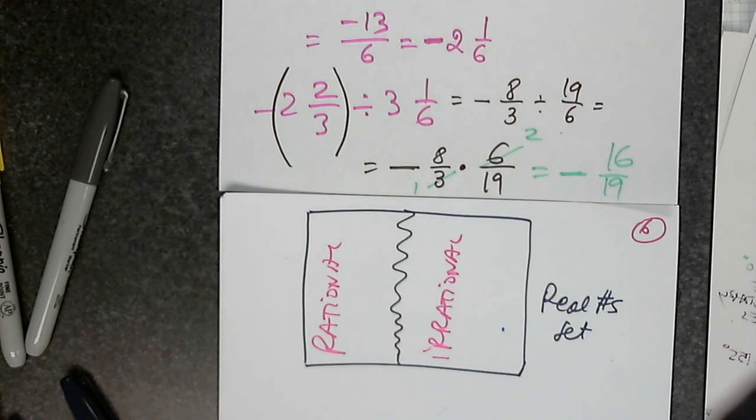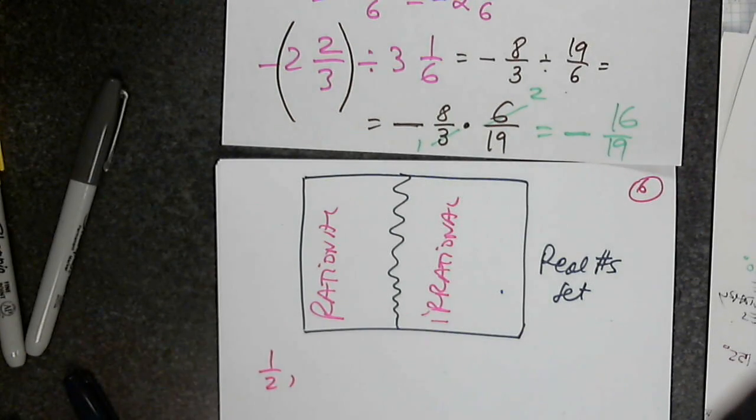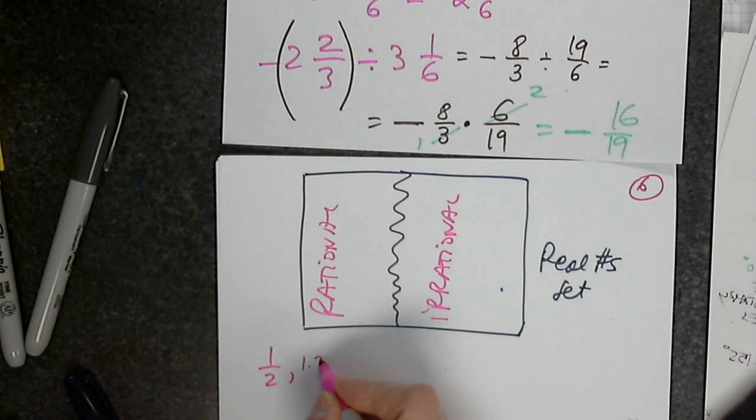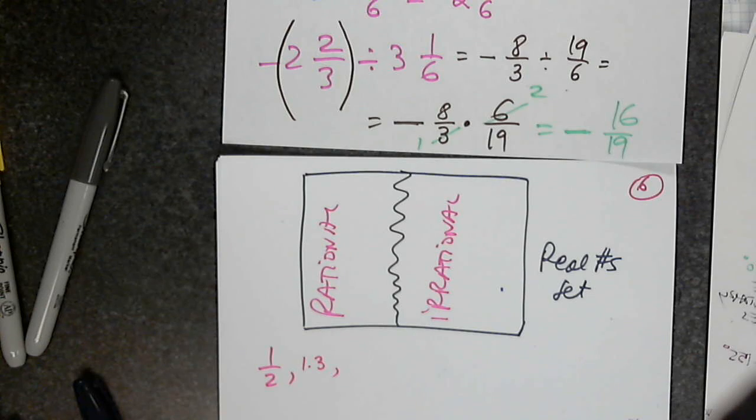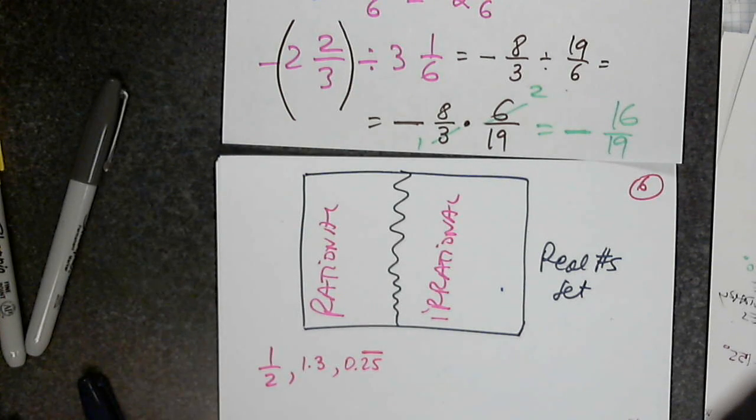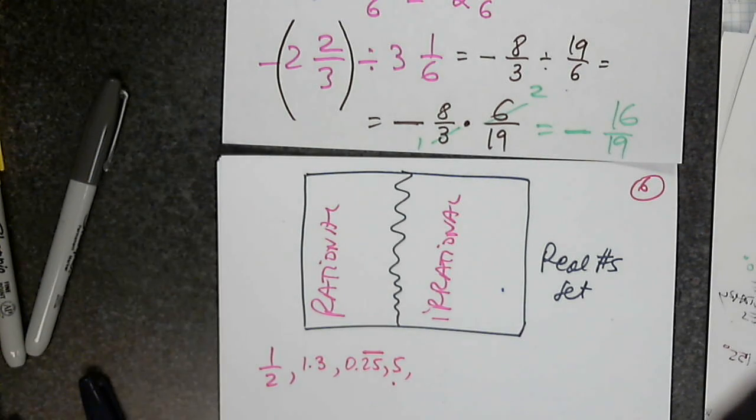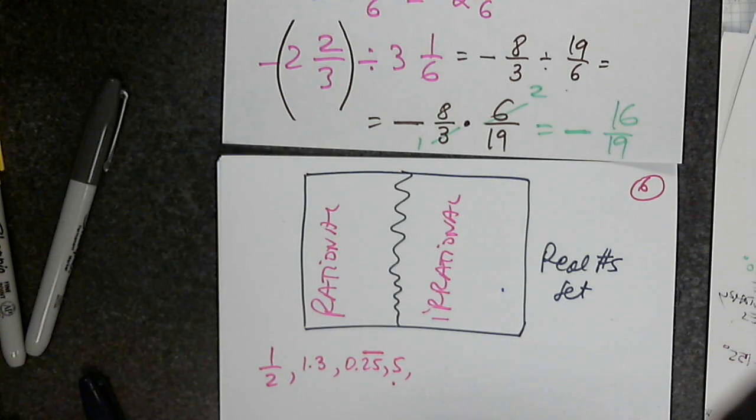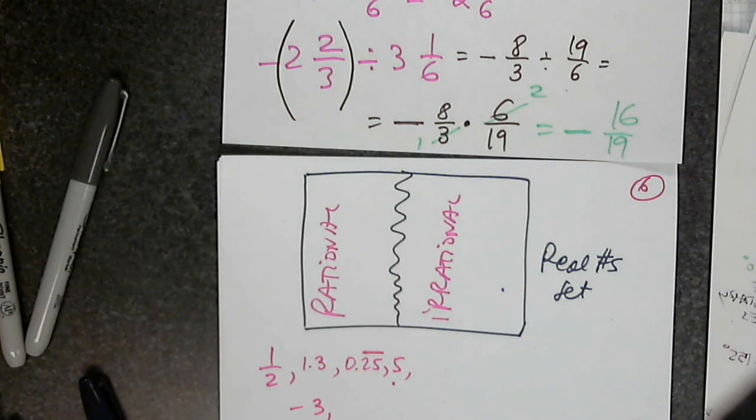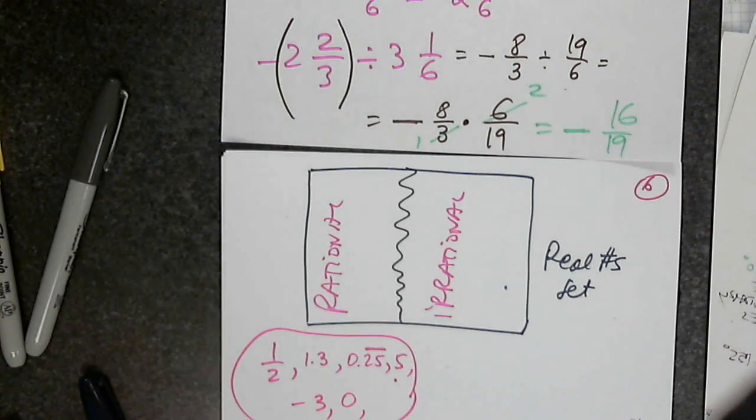What's the difference between the two of them? Rational is anything that can be written as a fraction with no approximation, like 1/2, 1.3. This can be written as a fraction with no approximation. Or 0.25, or 0.252525. All these, of course, 5, because 5 is 5/1. Of course, -3, because -3 is -3/1. All these, of course, 0. All these are here.